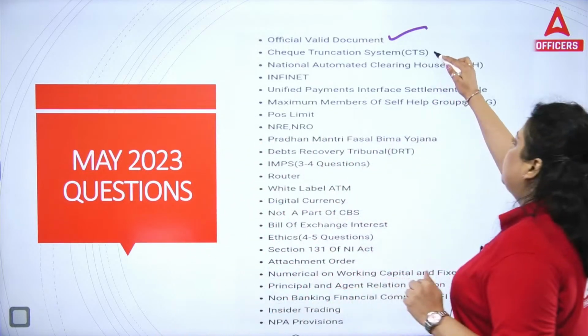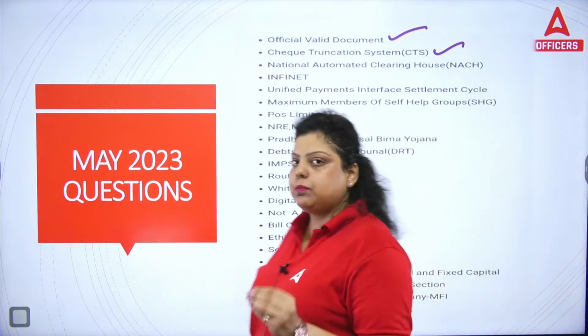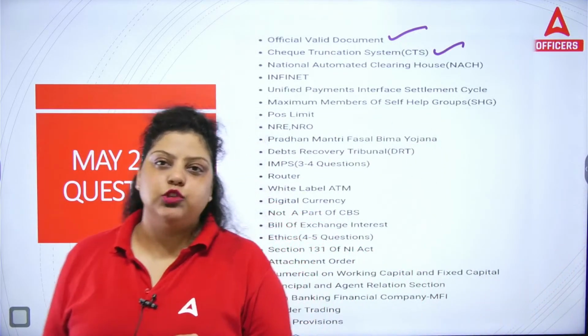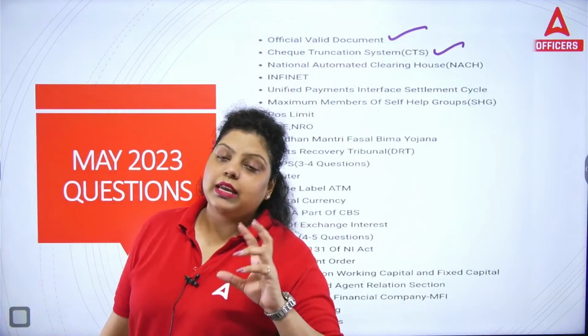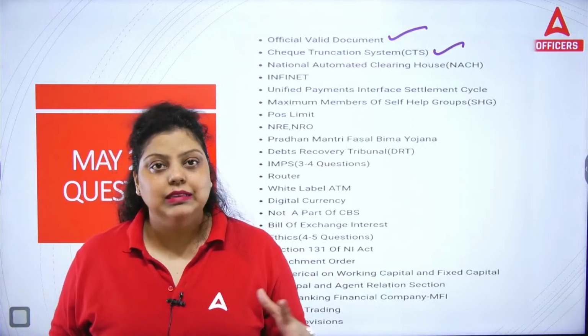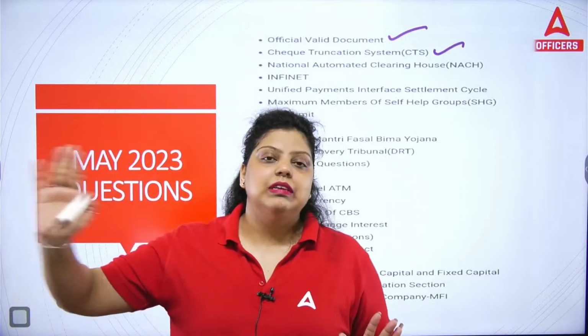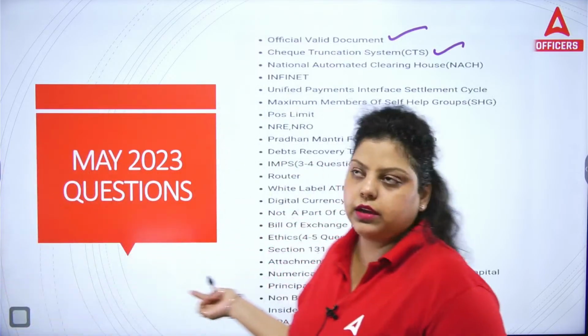The second is talking about CTS, check truncation system. So what is check truncation system? Simply to stop the physical movement of the check, we have introduced a new method, a new technology, just with the help of which we are going to clear the check by sending an electronic image only. We do not have to do the physical transfer of check to get the payment of check, right?